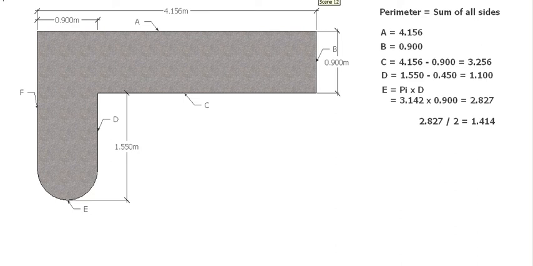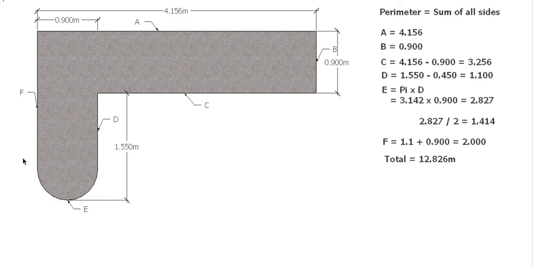And then we can just work out F. So F is the 1.1 meters, which we worked out for D, plus 900, and that gives you 2 meters for F. And then we can add them all up, which gives us 12.826 meters, and so that's how much timber or linear meters of timber we need, or the perimeter of the actual slab.